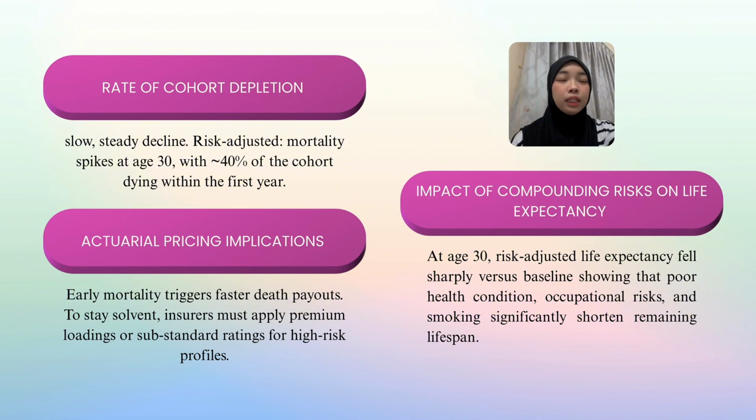Second, actuarial pricing implication. This structural shift directly dictates premium calculation in life insurance. Accelerated cohort decline requires higher premium reserves or increased pricing to cover the front-loaded mortality risk. Conversely, in annuities, a reduced life expectancy lowers the present value of future obligations, reducing required reserves.